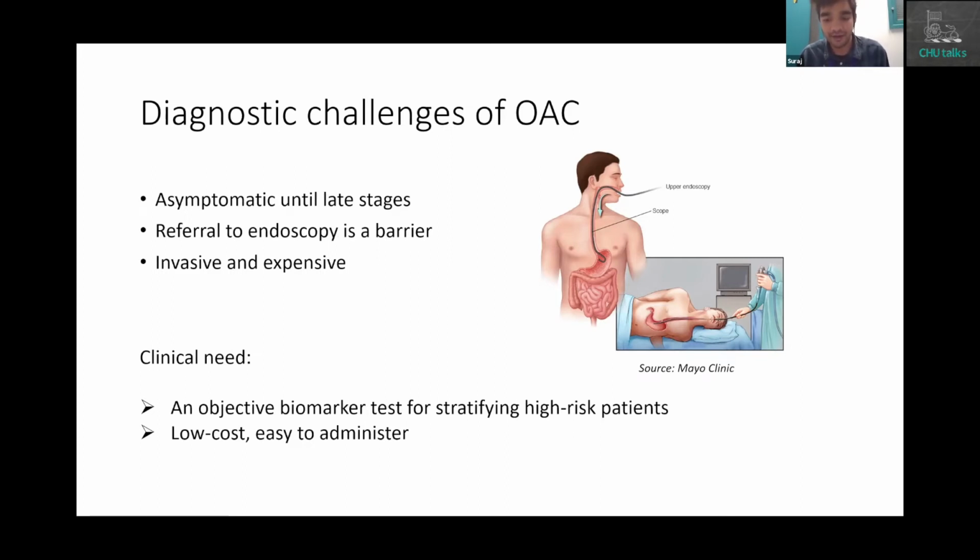So that we can pick out patients at high risk from a general population who can then undergo endoscopy, so that you don't need to subject the entire population to this invasive test. And also it should be low cost and easy to administer, so that people can actually adopt it quicker.